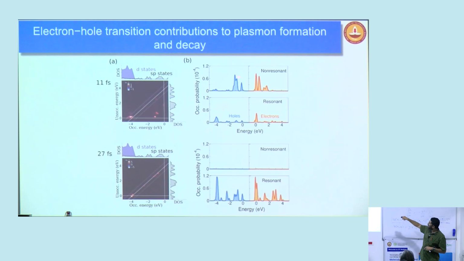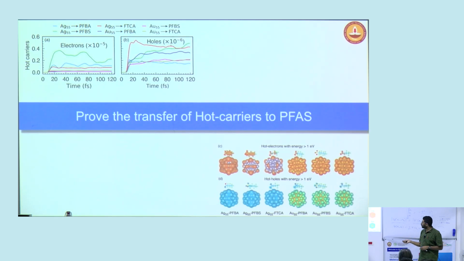Also we can see that as time progresses, in the beginning the majority of the hot electrons are only close to the Fermi level, but as time progresses you can see that hot electrons with about 3 electron volt energy can also be generated. So once you have done that, the final point that we need to prove is the transfer of these hot carriers to the p phase. So we did that as well.